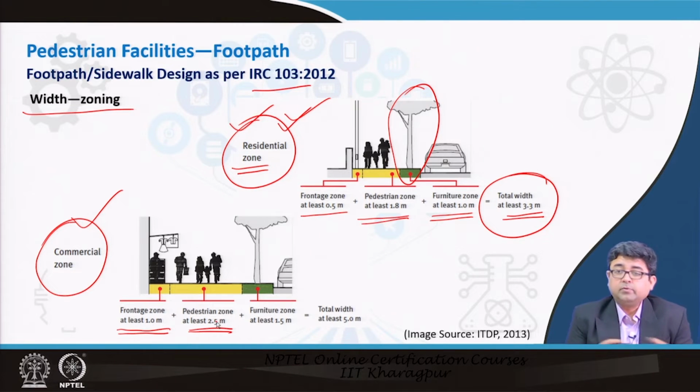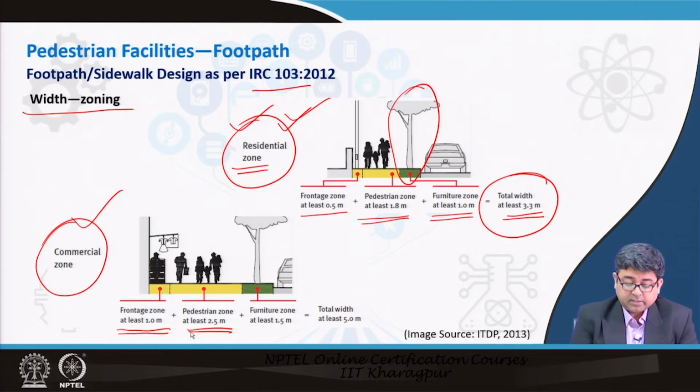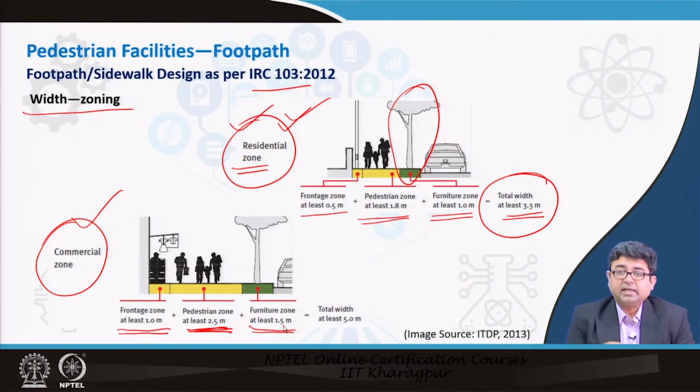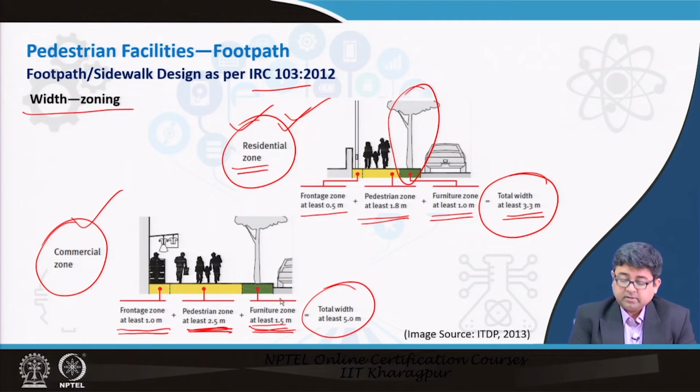Now, lots of people will be walking there or doing their shopping, coming in and out of stores. So, the pedestrian activity will be greater, hence there is a wider space required to accommodate them. Also, a little bit wider furniture zone should be provided, now that maybe you have to provide dustbins, seating, and so on and so forth. So, there should be a wider furniture zone, and a total width of at least 5 meter should be provided, right.